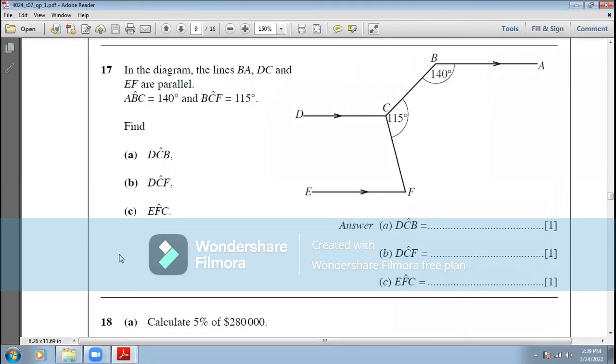The next question coming up on your screen is: in the diagram, the lines BA, DC and EF are parallel. Angle ABC is 140 and angle BCF is 115. Find DCB. They want you to find this angle, DCB. Then they want you to find DCF, this angle. And then they want you to find EFC, this angle.